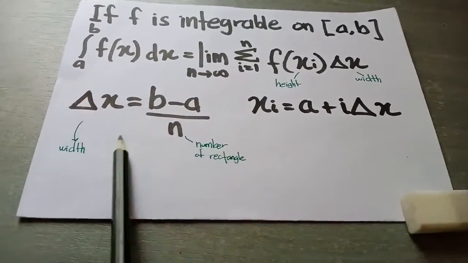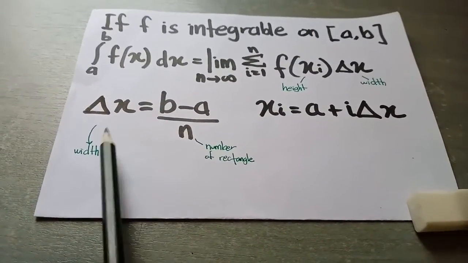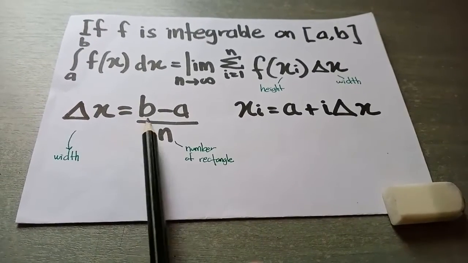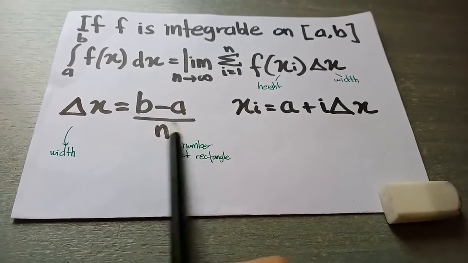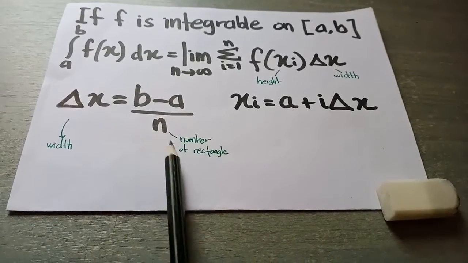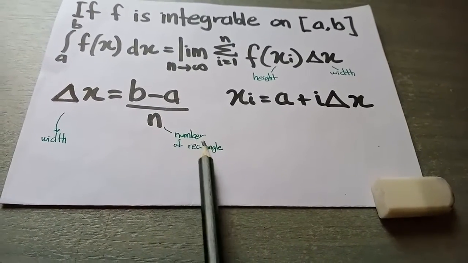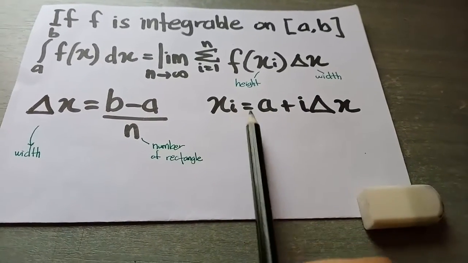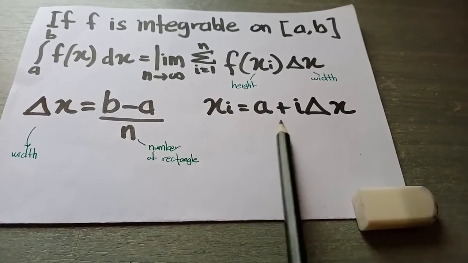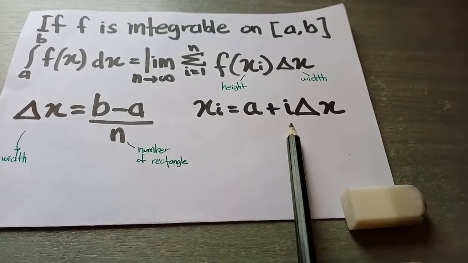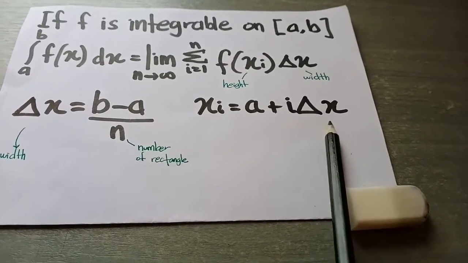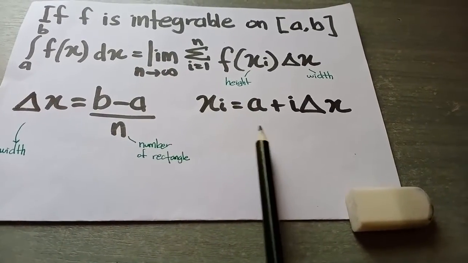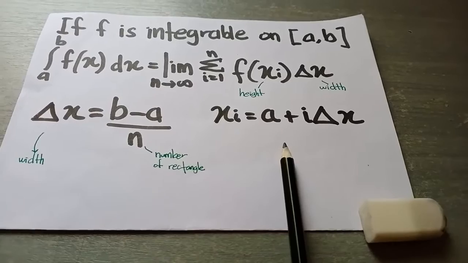Here is the formula of delta x, which is the width of the rectangle: b minus a over n, where n is the number of rectangles, because we don't know the exact number of rectangles. And xi equals a plus i times delta x. Here is the general formula.